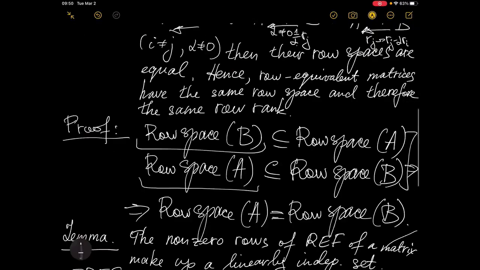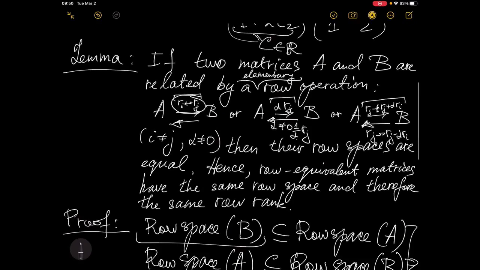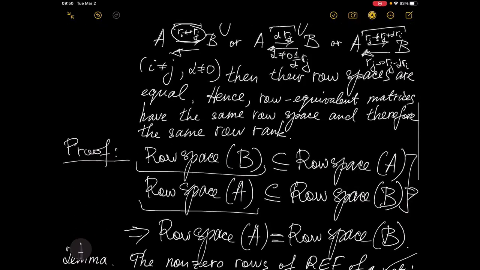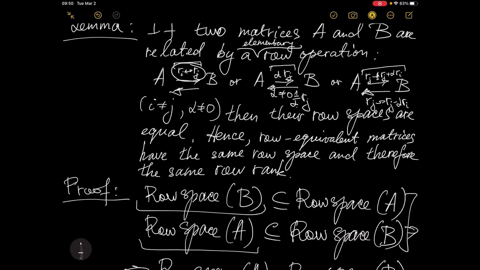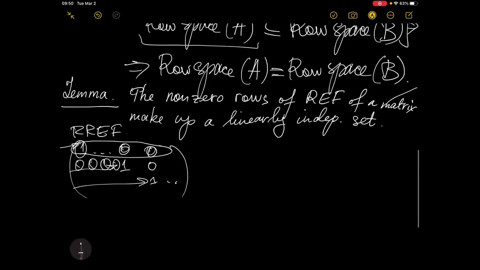But in the previous lemma, we have proven that the row space stays the same under elementary row operations, which means that if I start from the row echelon form, I can use elementary row operations to bring my matrix to the reduced row echelon form.